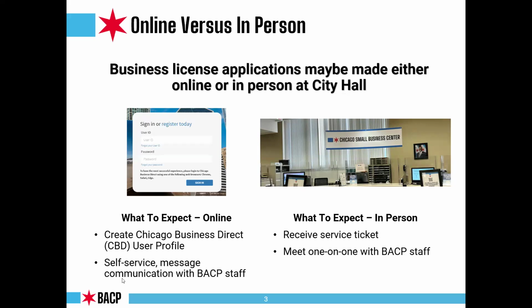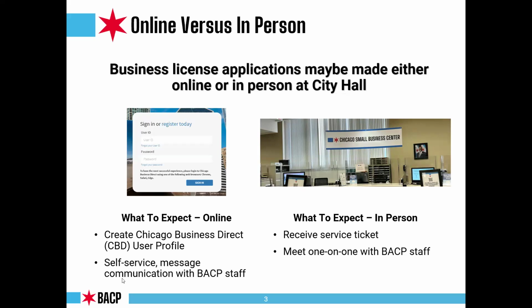Now, if you choose to pursue your City of Chicago license in person, this can be done at City Hall, 121 North LaSalle, Monday through Friday from the hours of 8:30 a.m. to 4:30 p.m., room 805. We do operate on a walk-in basis, and so no appointment is necessary.